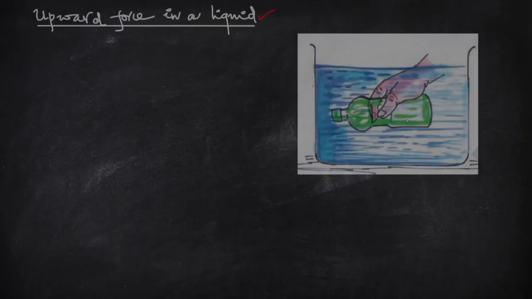Upward force in a liquid. To know about the upward force in a liquid, we need to do a simple experiment. This is an empty plastic bottle which is closed with its cap. It should be kept tightly. Now place the bottle in the beaker. Now the bottle will float on the liquid. Try to push the bottle into the water. We feel some upward force. If the bottle is pushed further, then you feel more upward force. And this force is called buoyancy.